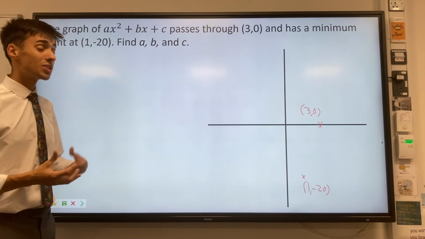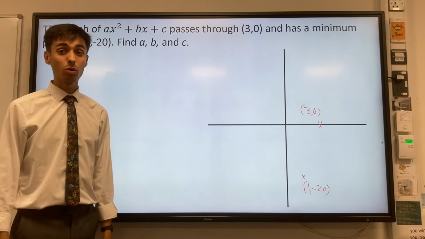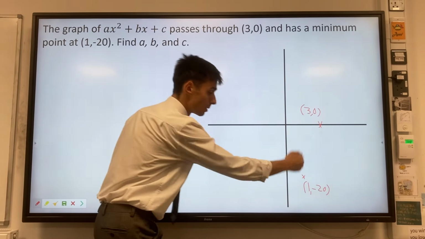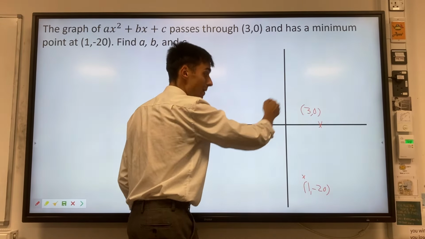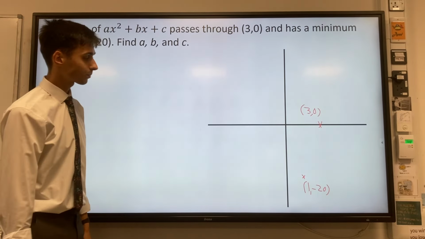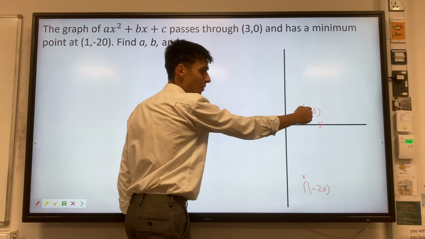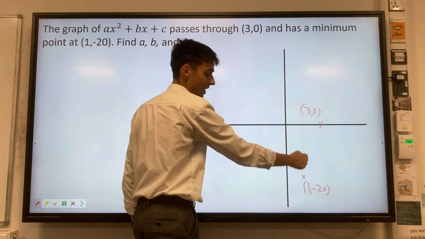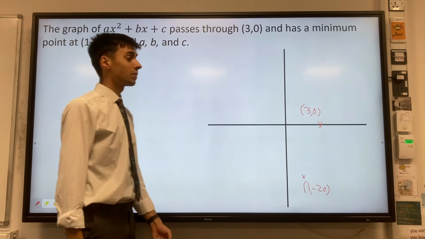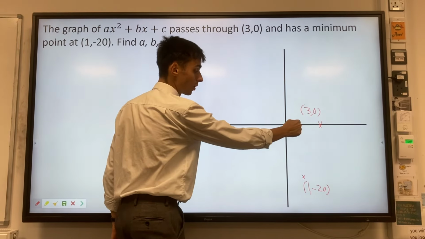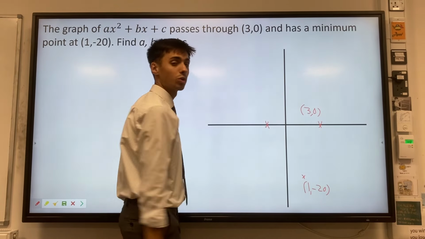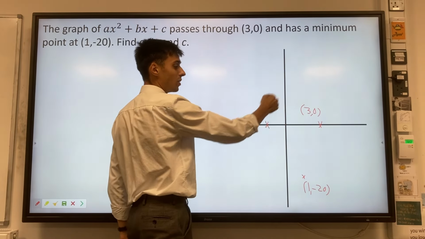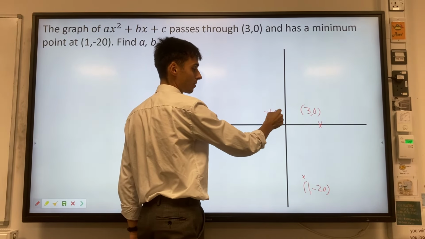We now need to use the exact same properties of parabolas like we did in the last question. Namely, that the minimum point must be symmetrically spaced between those roots. So if we've got 3, 0, we have to travel 2 along the x-axis to get to our minimum point at 1. That means we need to travel another 2 along the x-axis to get to our second root. So if we travelled 2 to get to 1, another 2 will take us to minus 1, 0.